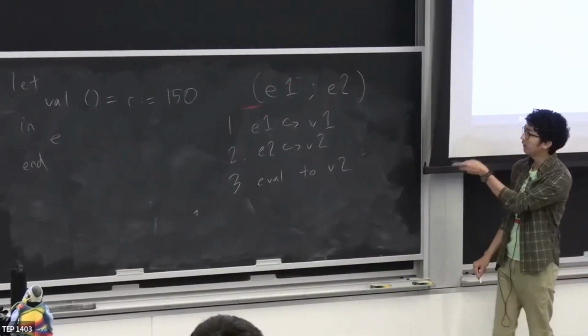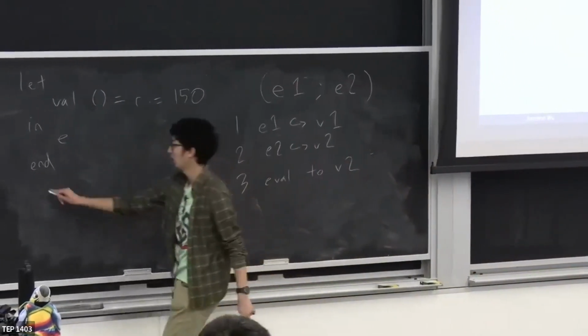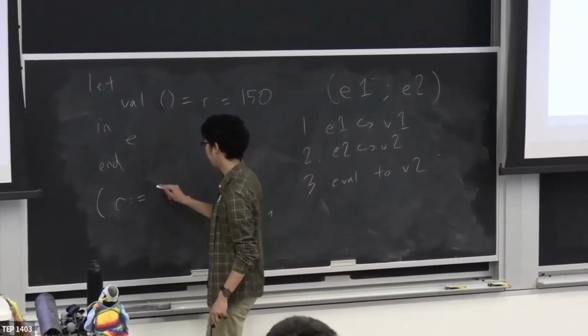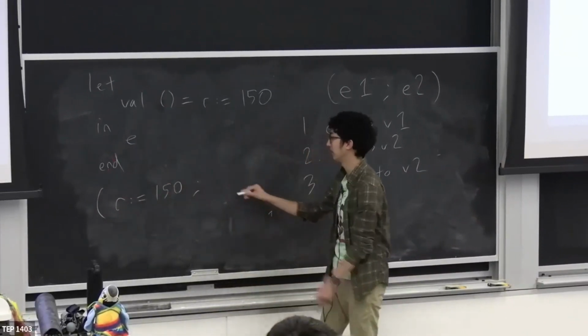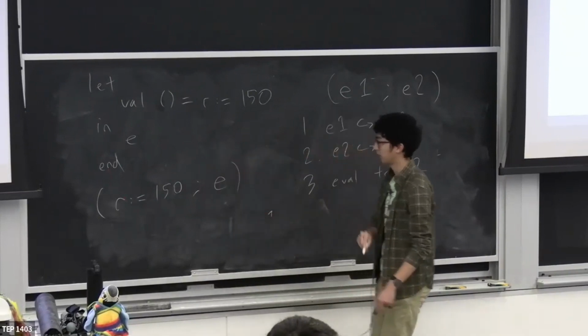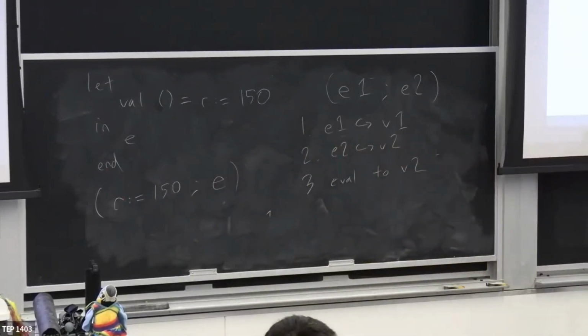All right, so instead of this, we could write r colon equals 150, semicolon, and then whatever this e thing is. I'm not going to bother to come up with an example for you. Okay, much more terse, much nicer.